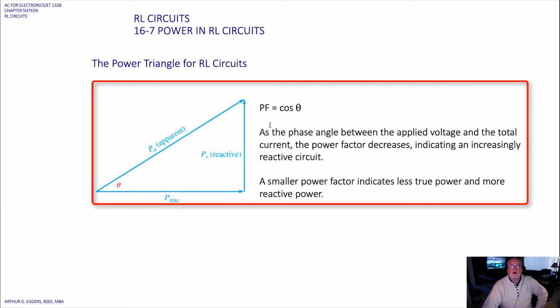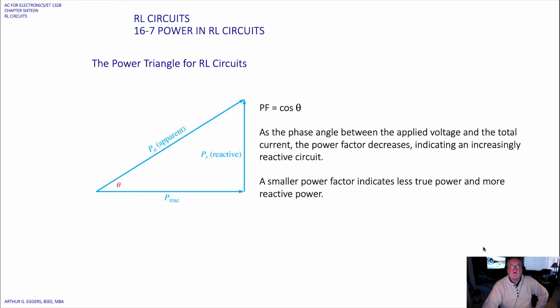So we have something called a power factor. Power factor is equal to the cosine of theta, the phase angle between the applied voltage and the total current. As the phase angle increases, the power factor decreases, indicating an increasingly reactive circuit. A smaller power factor indicates less true power and more reactive power.